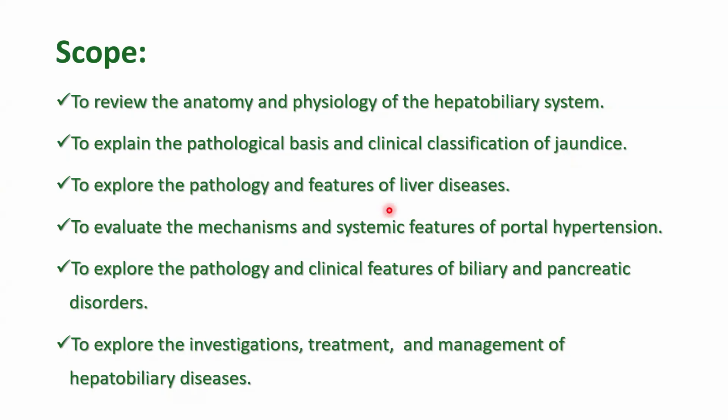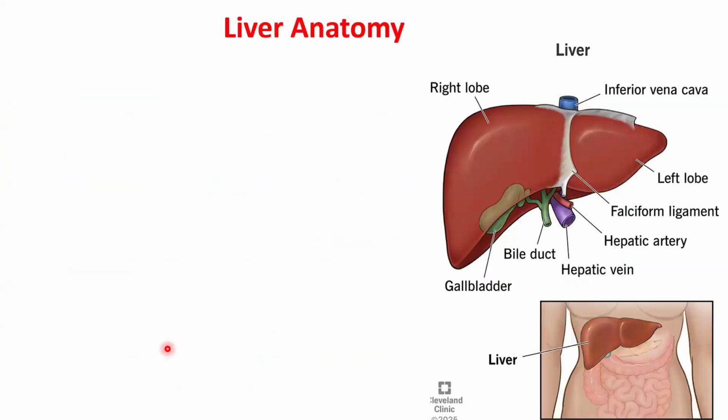The other one is to explore the pathological features of liver disease. You know the liver, so we are going to review the anatomy and physiology of the liver. We are going to check on the pathological features of the liver. Then we're going to check on the mechanisms and systemic features of portal hypertension. Explore the pathology and clinical features of the biliary and pancreatic disorders. And then we'll get more into this, but we'll try to see the investigations, treatment, and management of these hepatobiliary diseases.